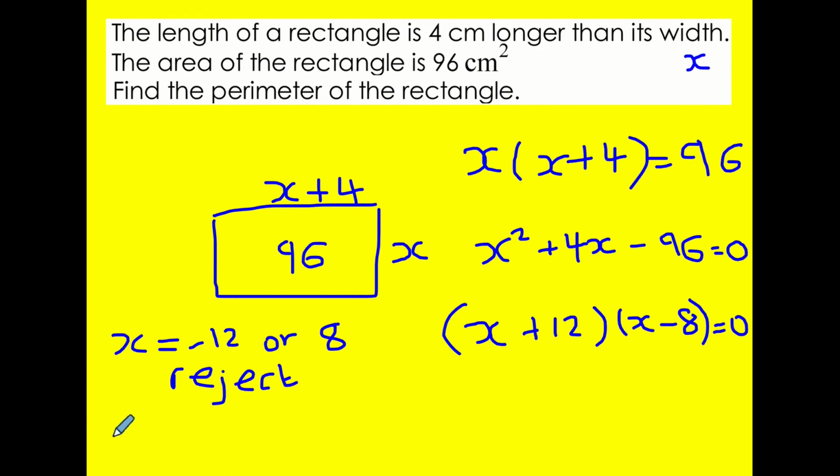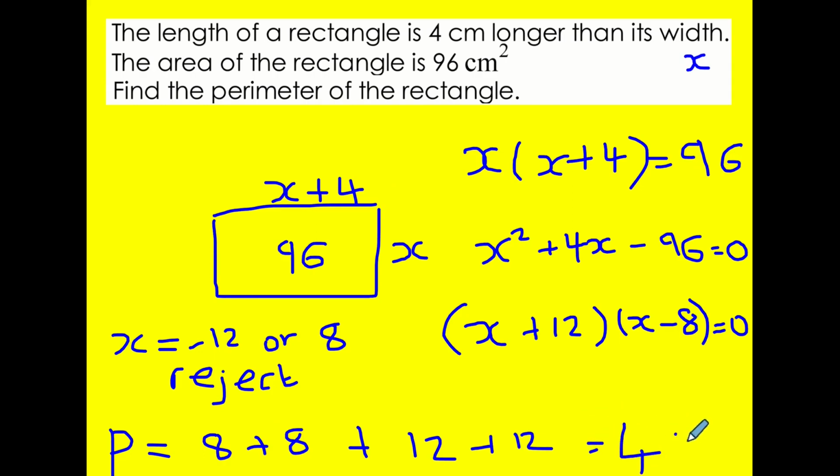find the perimeter. It's going to be 8 plus 8, my two heights, plus x plus 4 is going to be 12, because remember x is 8, plus 12. 12 plus 8 is 20, so I've got two lots of that, so I'm going to get 40. It's going to be 40 centimeters, and we've solved this problem. Brilliant, constructing a quadratic and then solving it.